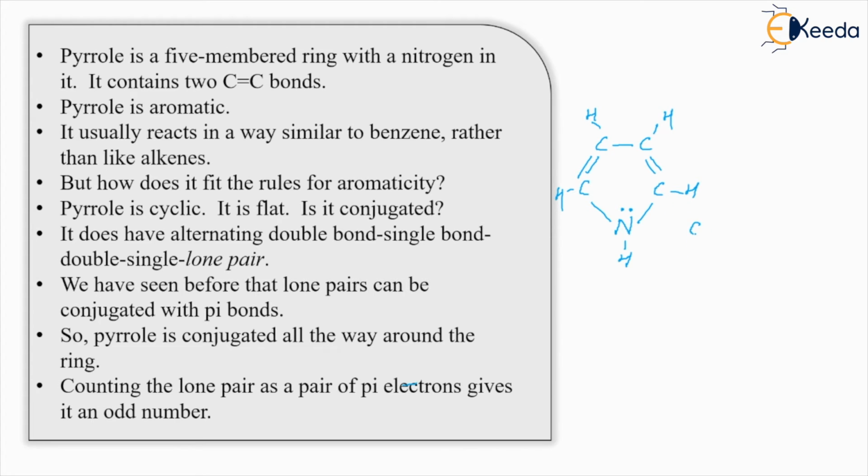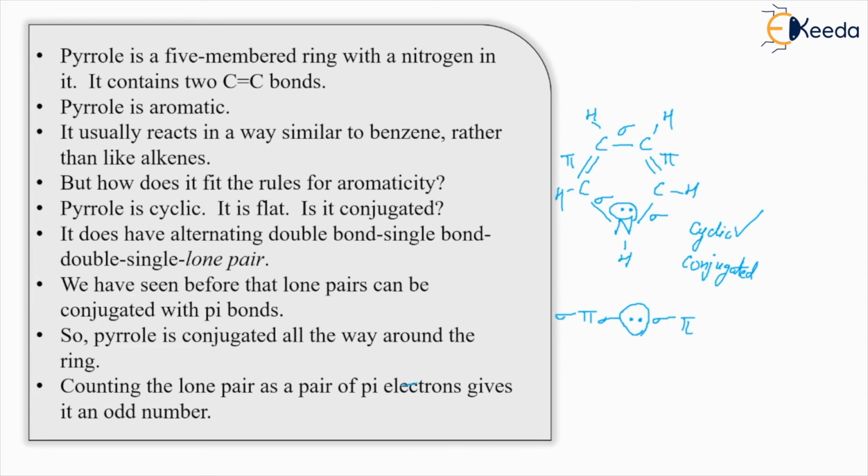Is this particular structure cyclic in nature? Yes, it is cyclic in nature. Is it conjugated in nature? Let us see that. You have sigma, pi, sigma, lone pair, sigma, pi. So it is sigma, pi, sigma, lone pair, sigma, pi. Remember, instead of a lone pair, you can have a pi. Instead of a pi, you can have a lone pair.